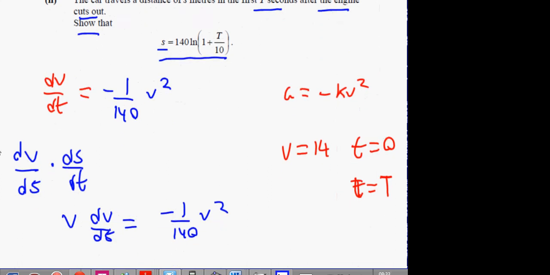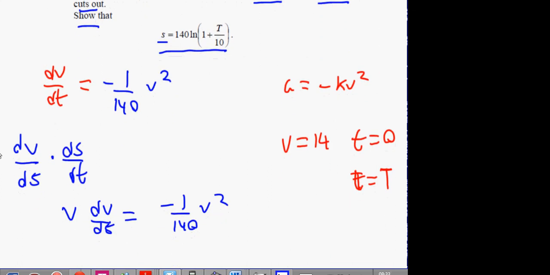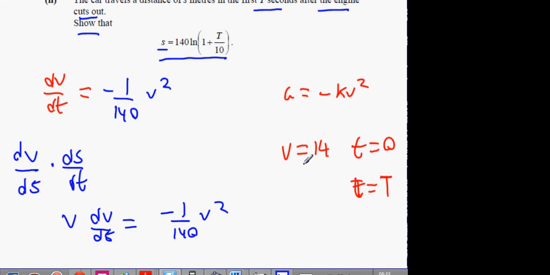So, there's a problem with this question here. We need to relate S to T, and we're not relating V to T. I actually don't know what V is, so I have to go directly to S now. To go directly to S, we use the fact that S is 0 when T equals 0.